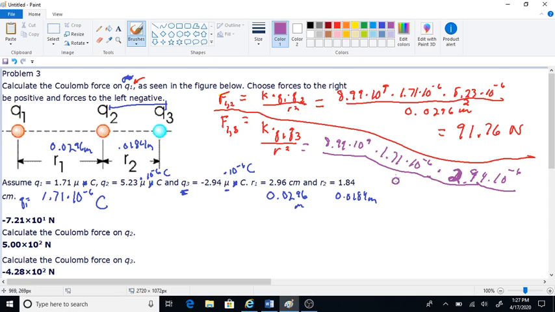But now we do need the distance. This distance is the sum total of this one plus this one. So between these two, it's 0.048 meters, and we've got to square that. Once again, this is this one plus this one, because how far is it from here to here? It's the sum total of those two, or 0.048 meters. When we get this, we get for that one 19.62 newtons.